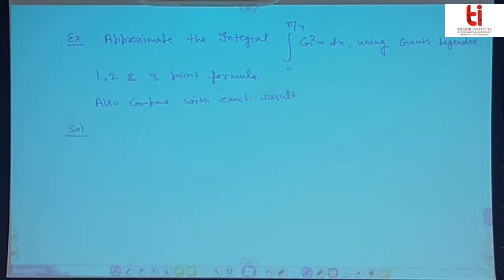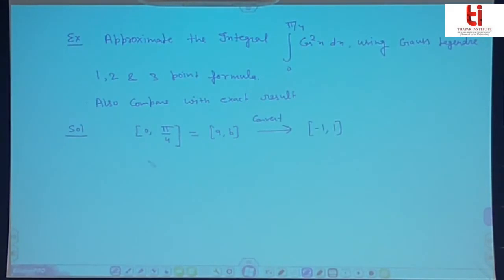Solution. To apply the Gauss Quadrature formula, the interval is 0 to pi by 4. This is your interval a to b. Convert this interval to minus 1 to 1. Then only the Gauss Quadrature formula can apply.